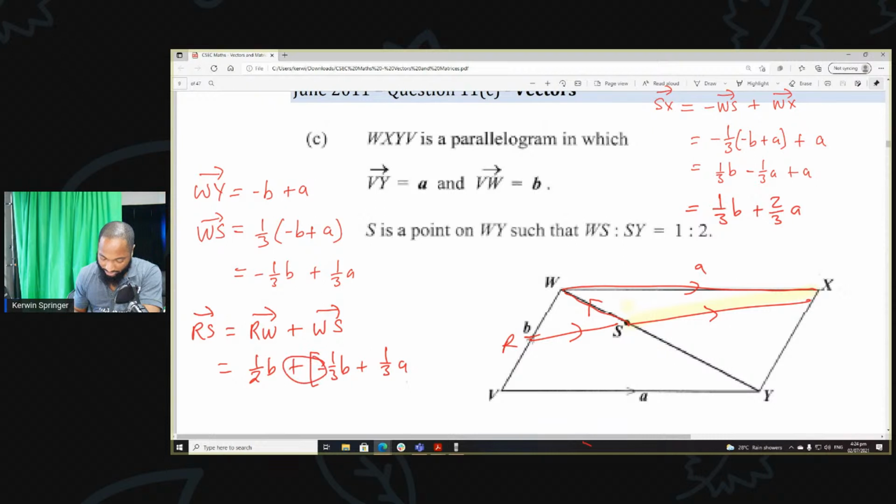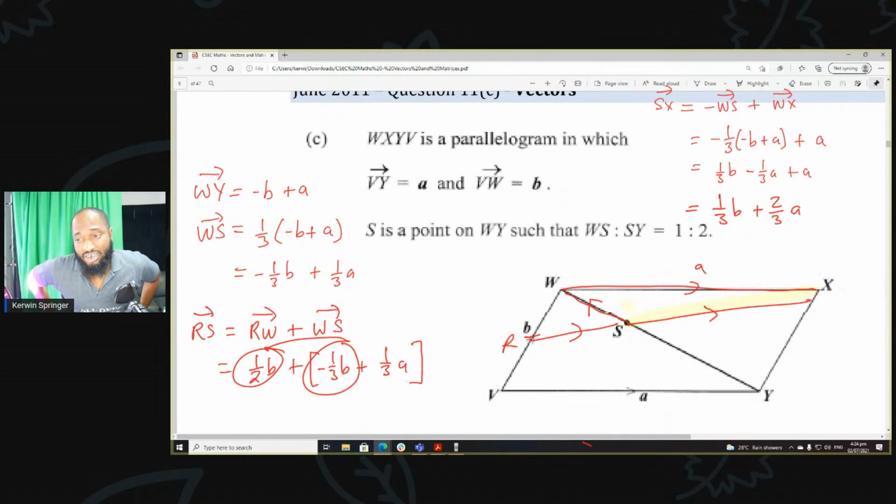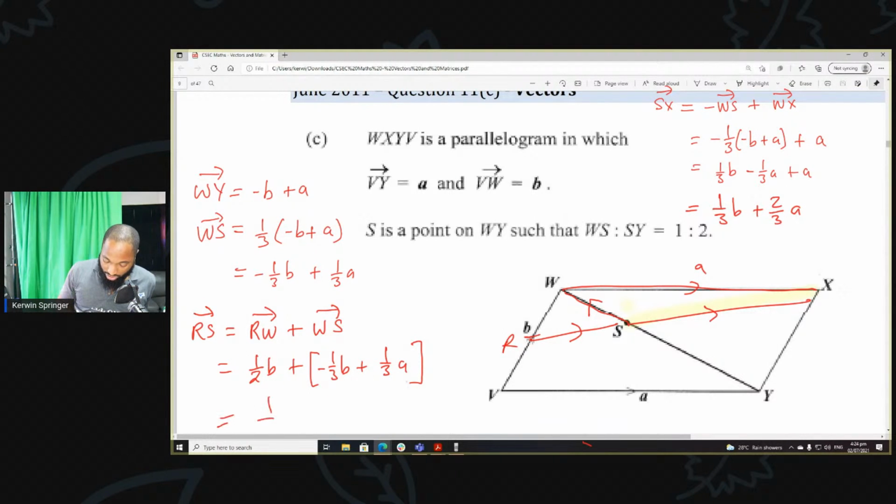So a positive and a negative is still a negative. If you have a half minus 1/3, do you know how much a half minus 1/3 is? It's 1/6. A half minus 1/3 is 1/6, so 1/6 B. And the reason we're doing this is because I have a B there and a B there. So half B minus 1/3 B plus 1/3 A.